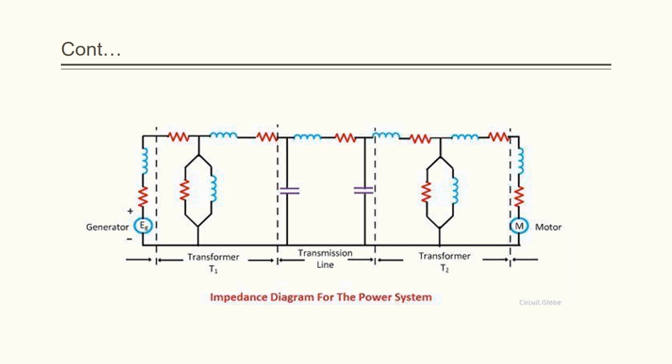Here you can see the major parts of a power system are generation, transmission and distribution. In the generation part, you have the generator. Next you have a transformer from the generating station in order to step up. Then the transmission is done; this is the transmission line. Then on the distribution side you have a distribution transformer in order to step down, and later it is connected to the load center and the motor. So this is how the impedance diagram is plotted for a given power system.